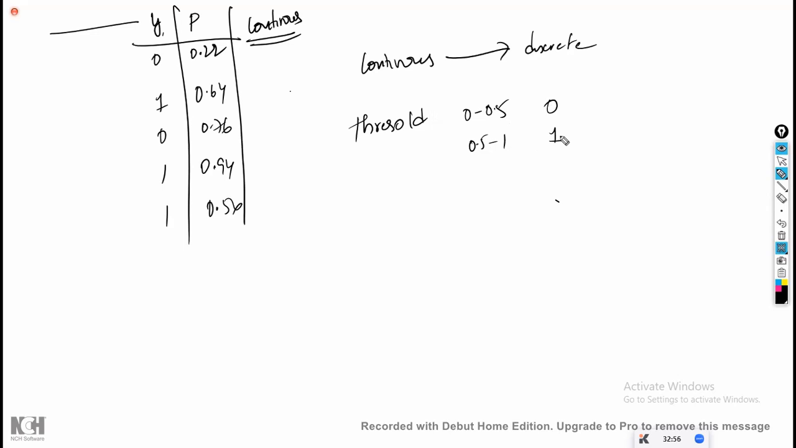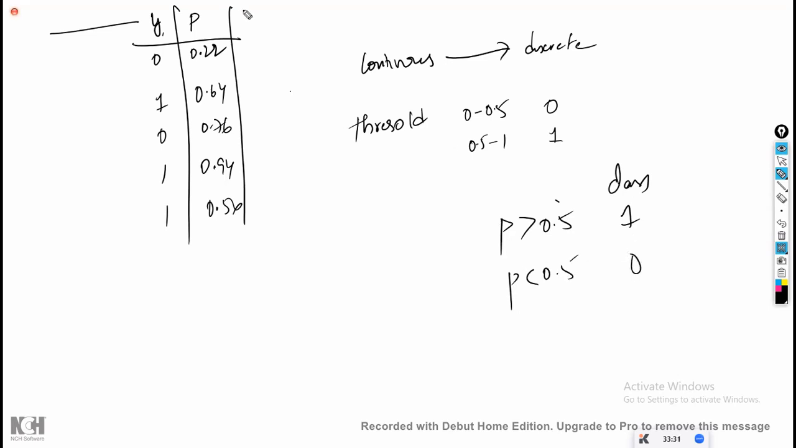It is going to take like this. Now, wherever the probability is less than 0.5, it is going to convert as class 0. Wherever the probability is greater than 0.5, it is going to convert as class 1.